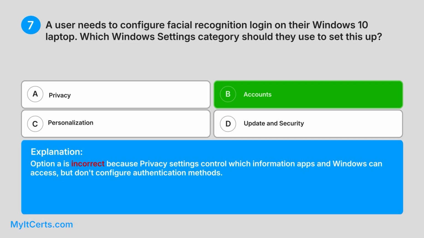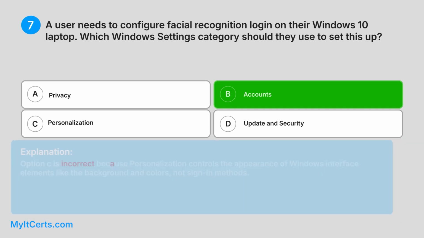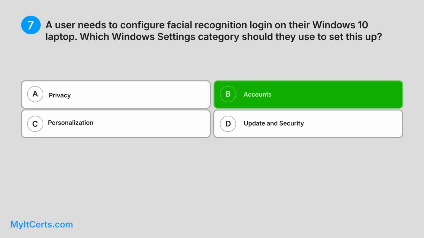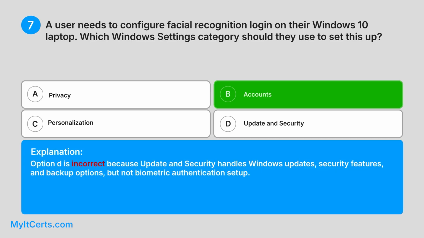Option A, Privacy, is incorrect because privacy settings control which information apps and Windows can access, but don't configure authentication methods. Option C, Personalization, is incorrect because personalization controls the appearance of Windows interface elements like the background and colors, not sign-in methods. Option D, Update and Security, is incorrect because Update and Security handles Windows updates, security features, and backup options, but not biometric authentication setup.